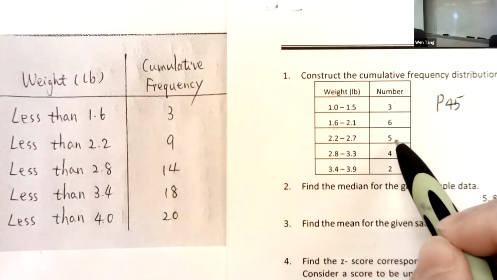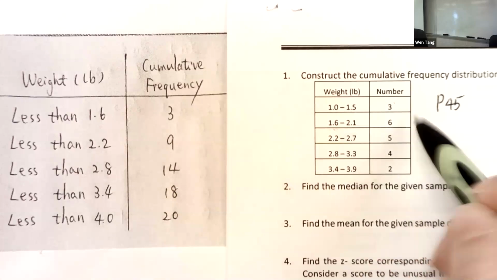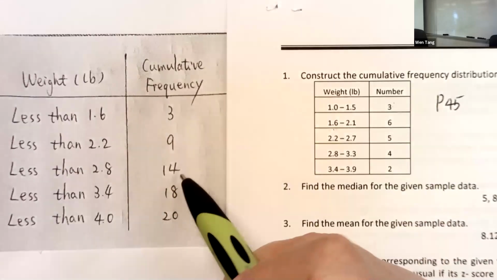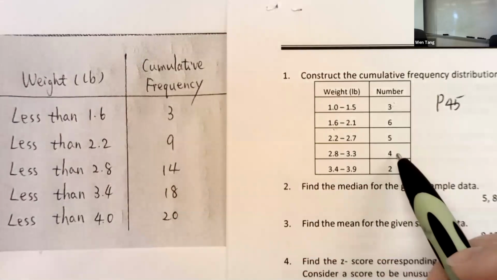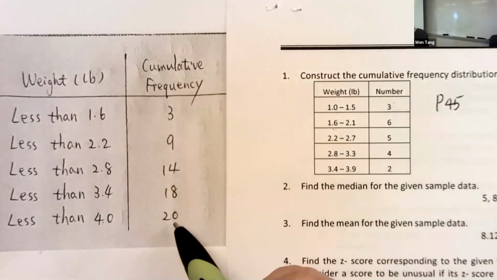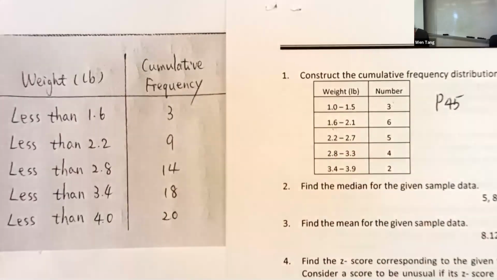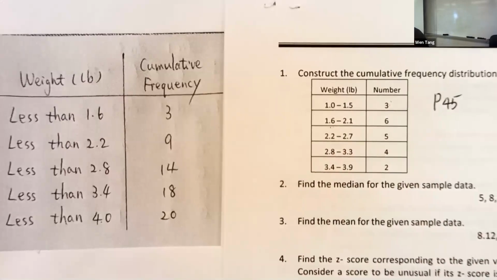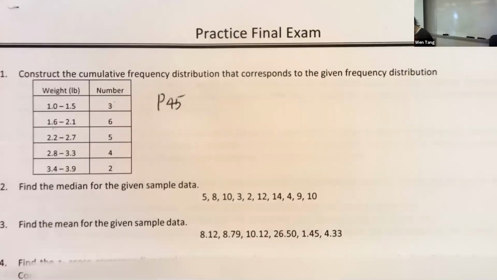We add the third one, 5, which also means we add 3, 6, and 5 together to get 14. Similarly, we add another 4 to get 18 and add the last 2 to get the last one. So it's just cumulative. Okay, so that's how we use the original frequency table to construct the corresponding cumulative distribution. So this is the first one. Let's check the second question.